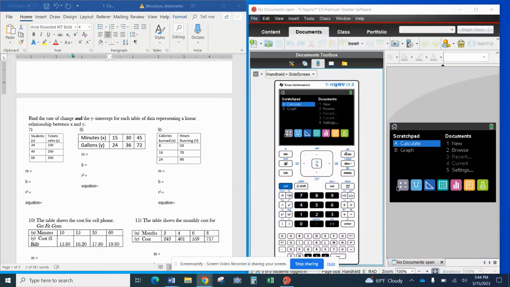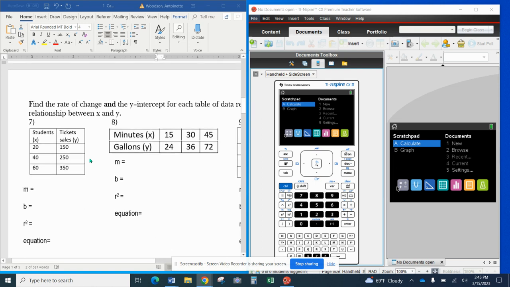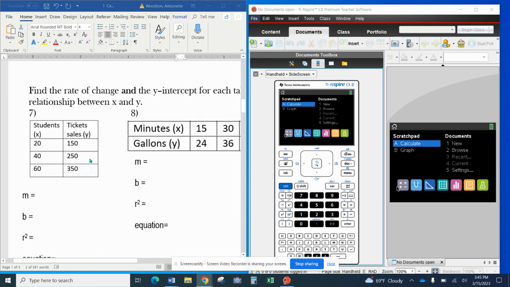Our next example, the directions read, find the rate of change and y-intercept for each table of data representing a linear relationship between x and y. So let's go ahead and enlarge this and take a look at number 7. Remember, they've already told us it's a linear relationship. So when we put it in list and spreadsheet, we already know we're going to choose number 3, linear regression. They've given us that bit of information.